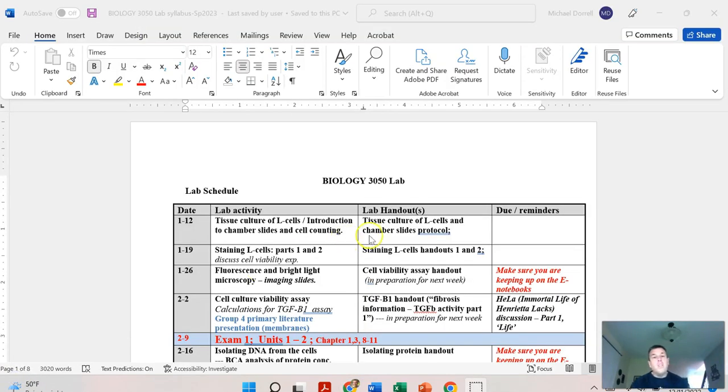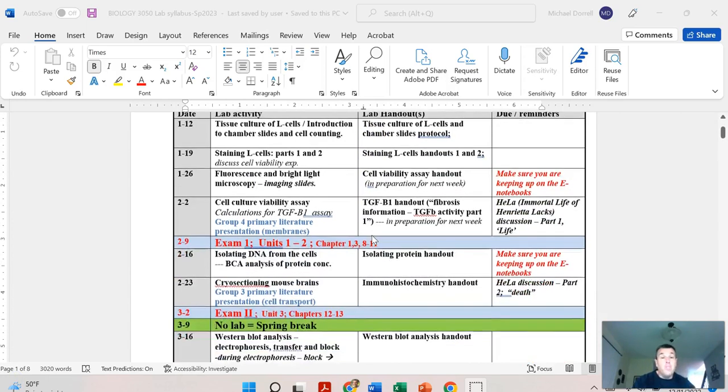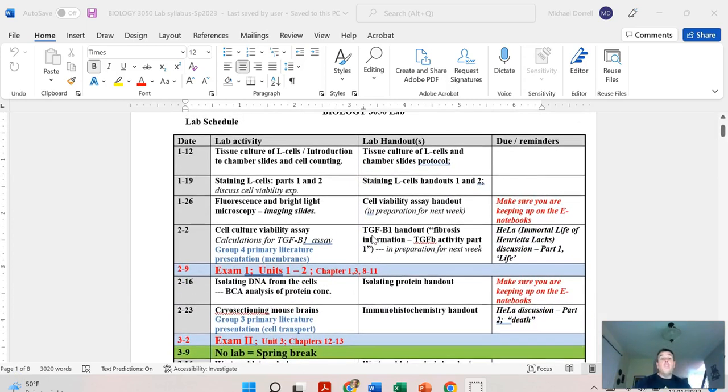All right, last thing I want to talk about is the lab. So Thursday labs, basically we are going to have 3 projects. One of them is a really extensive project and then 2 smaller projects. The extensive project is learning how to grow cells in culture. It's called tissue culture. And then we're also going to use those.